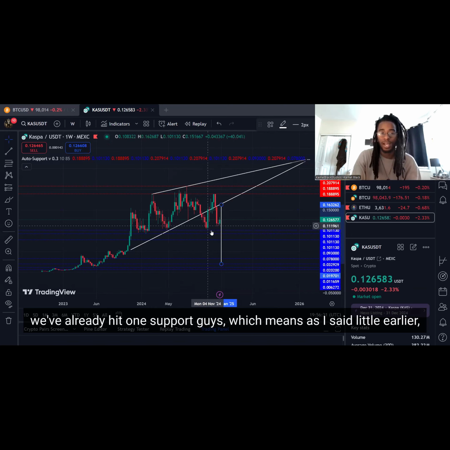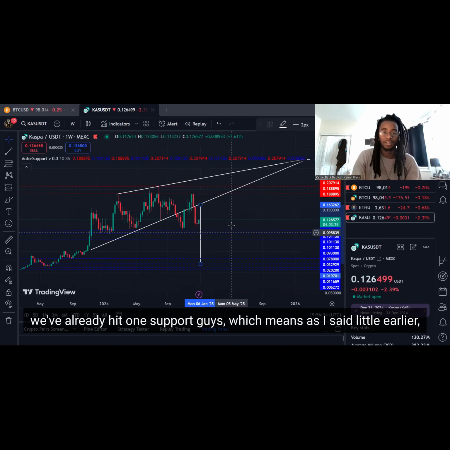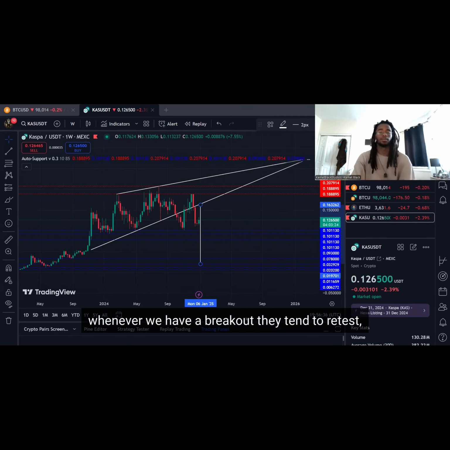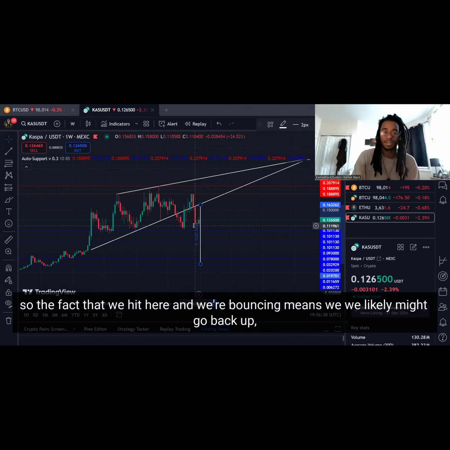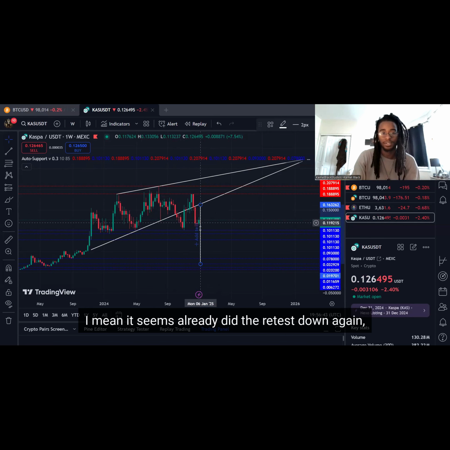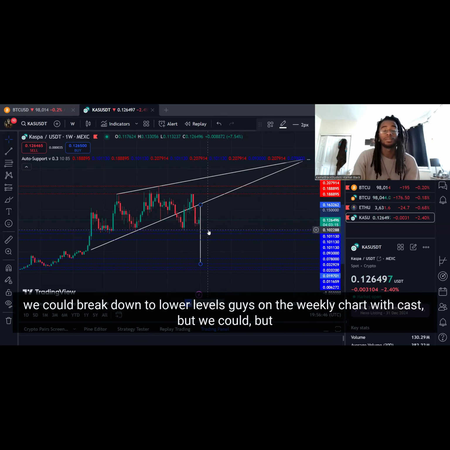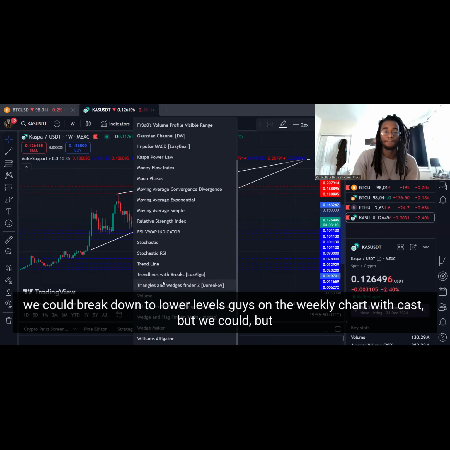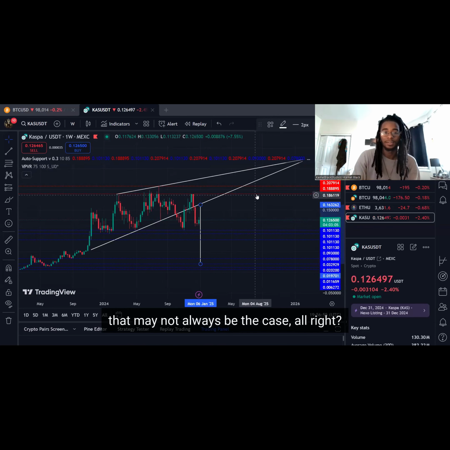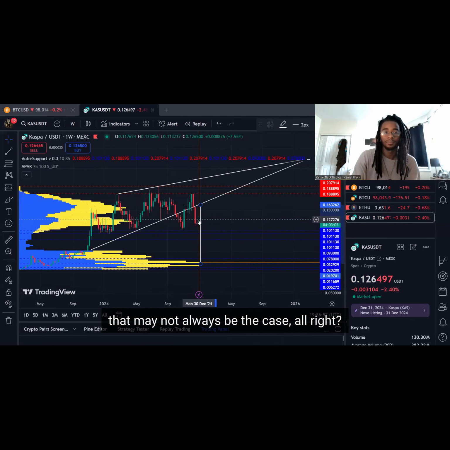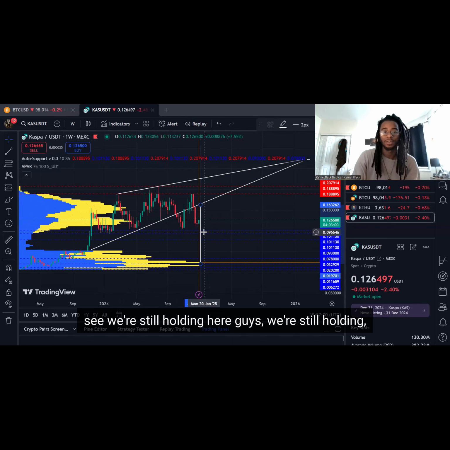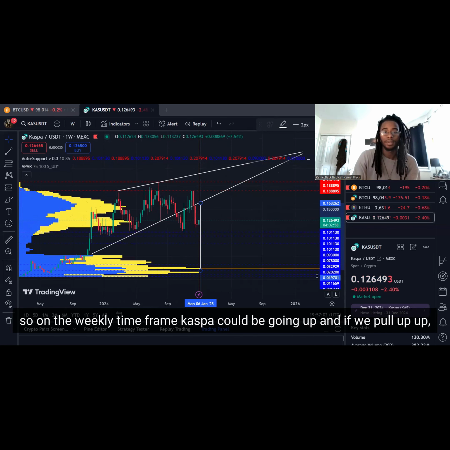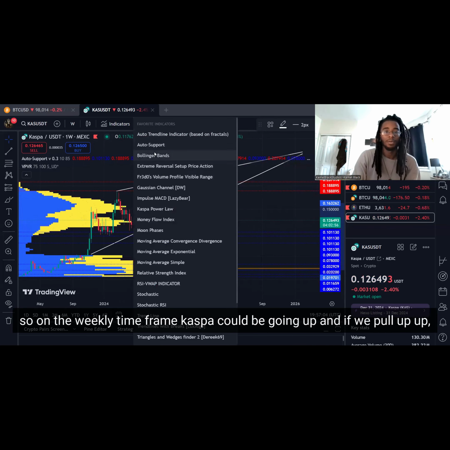We've already hit one support, guys, which means, as I said a little earlier, whenever we have a breakout, they tend to retest. So the fact that we hit here and we're bouncing means we likely might go back up. It seems it already did the retest. Down again, we could break down to lower levels, guys, on the weekly chart with Kaspa. We could, but that may not always be the case. See, we're still holding here, guys. We're still holding. So on the weekly time frame, Kaspa could be going up.